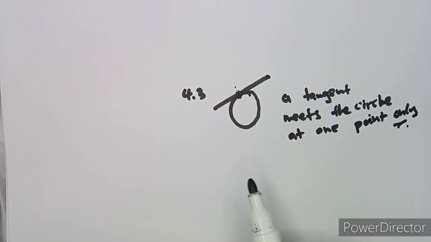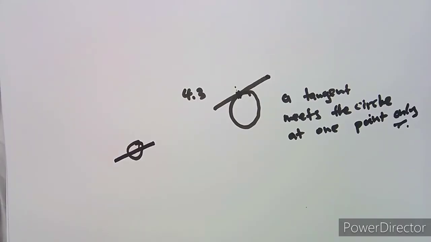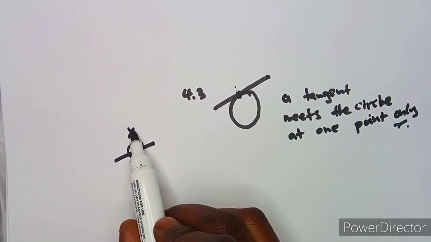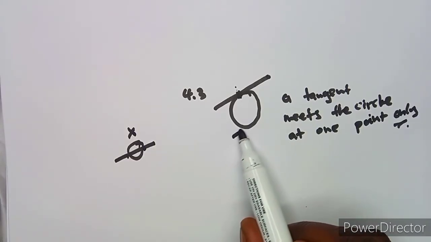So that means, because look at this, if it is like this, it's not a tangent. This one is not a tangent because it's going to meet at 2 points. But a tangent is just like this. That's a tangent.